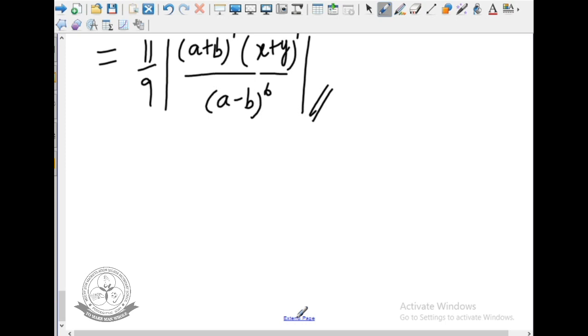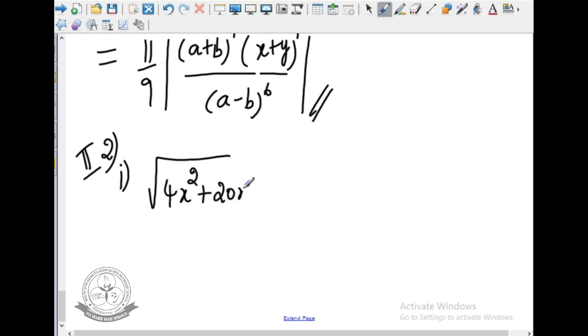Next, the second Roman numeral. Find the square root of the following, second Roman numeral, first division: x square plus 20x plus 25.